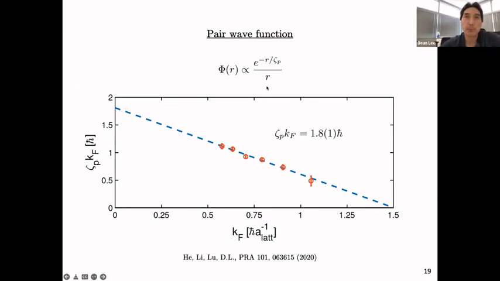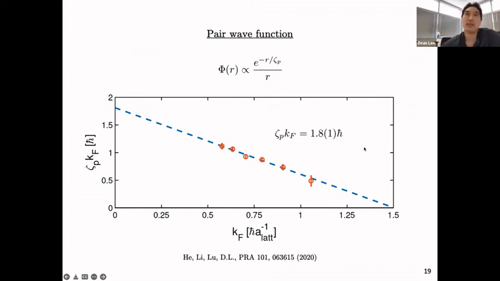We can also take a look at what this pairing wave function looks like. So we can write down an ansatz for the pairing wave function, which looks something like a Yukawa function. That's the behavior you expect for an S-wave bound state. And so if we then try to figure out what this length scale zeta_p for the pair is, we find that zeta_p is about 1.8 hbar over k_Fermi, the Fermi momentum.